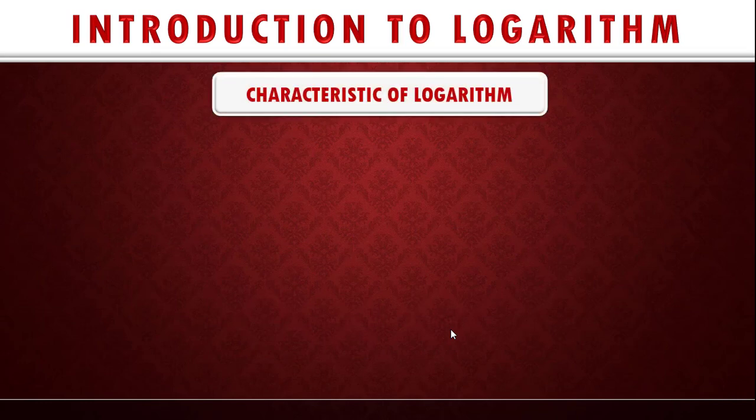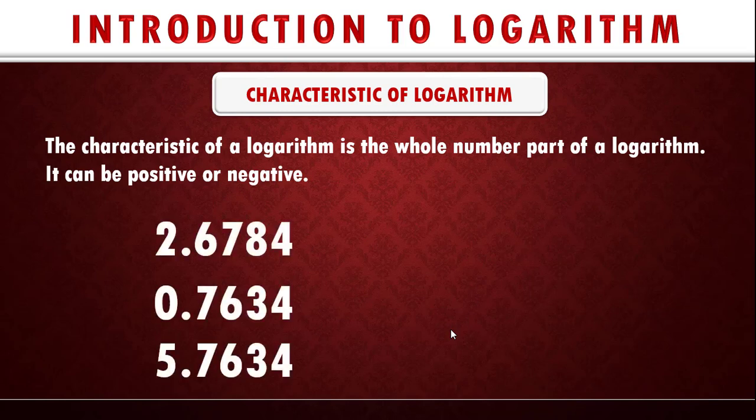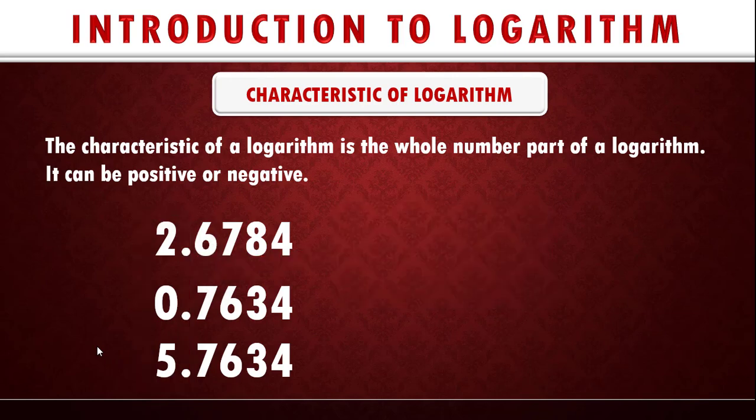The next thing now is to observe the characteristic of logarithm. So the characteristic of logarithm is the whole number part of a logarithm. It can be positive or negative. Okay, let's see an example on that. If you look at the numbers right here, they are logarithms. The starting number here is 2 point. This is a positive integer or positive whole number, and this is 0 point, which is positive. You see 5 point, so 5 is positive. Then let's see an example on negative characteristic.